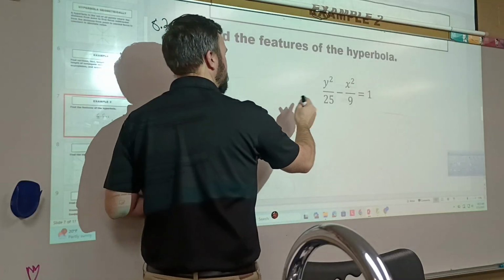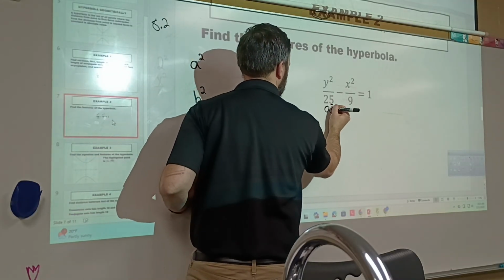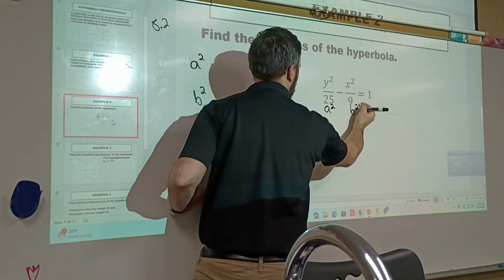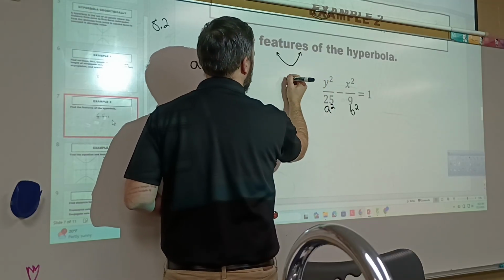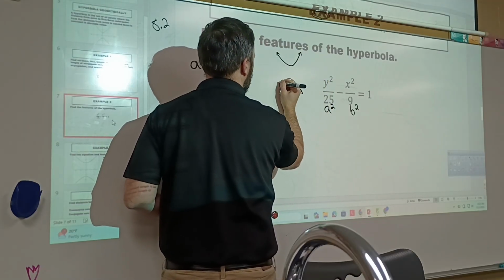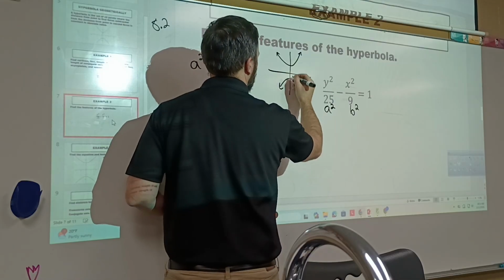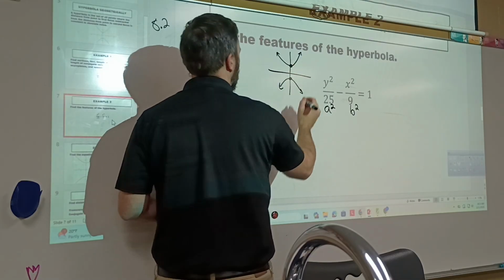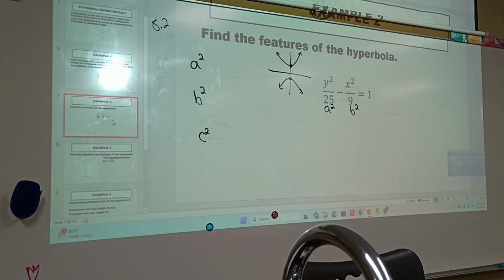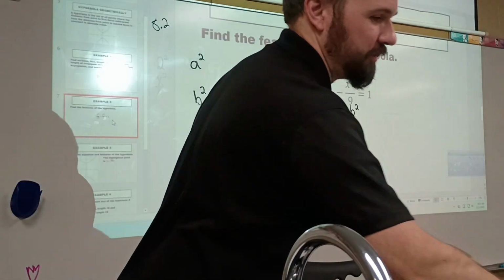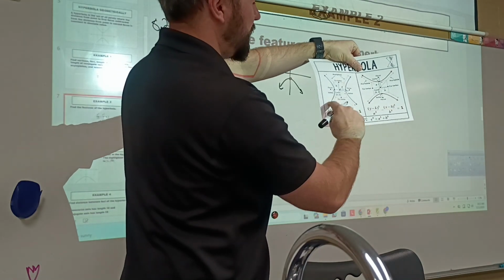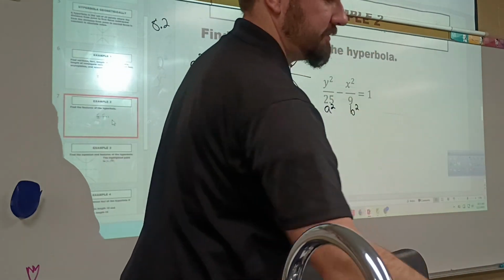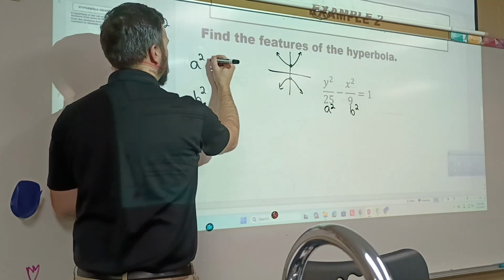All right, a squared to b squared. And this time our a squared is under a y. So a squared is going to be 25. b squared is going to be 9. Also, it's going to open up and down because, well, the y. All right. So again, know which way they open up.